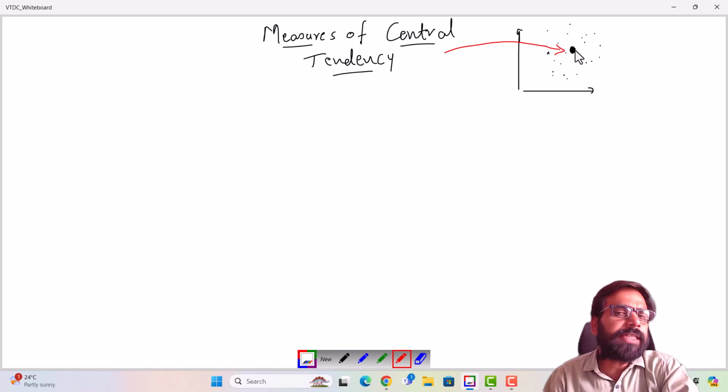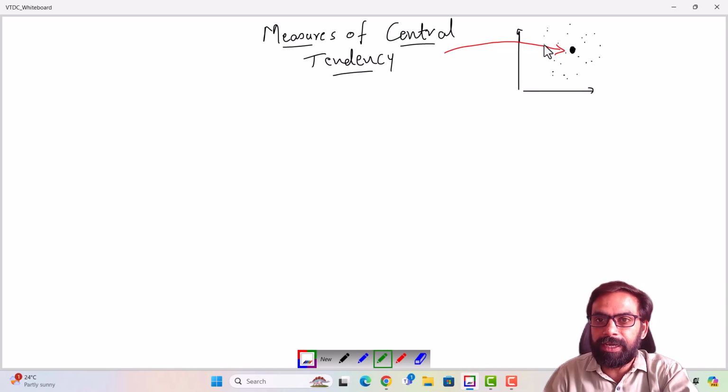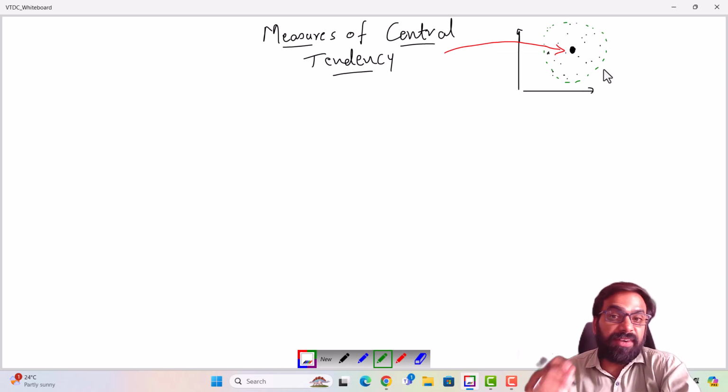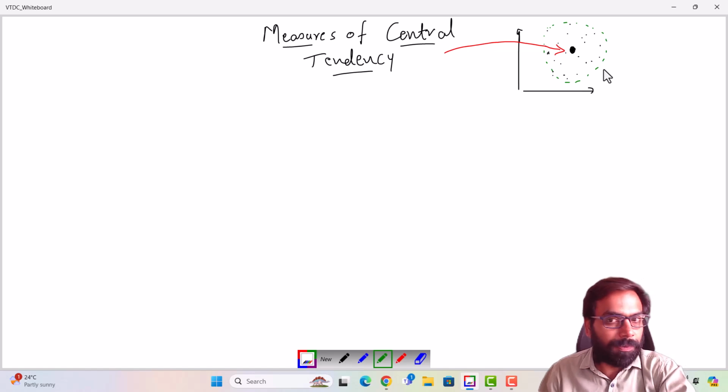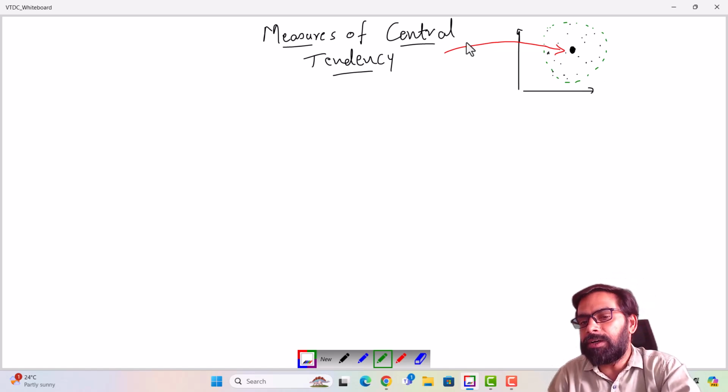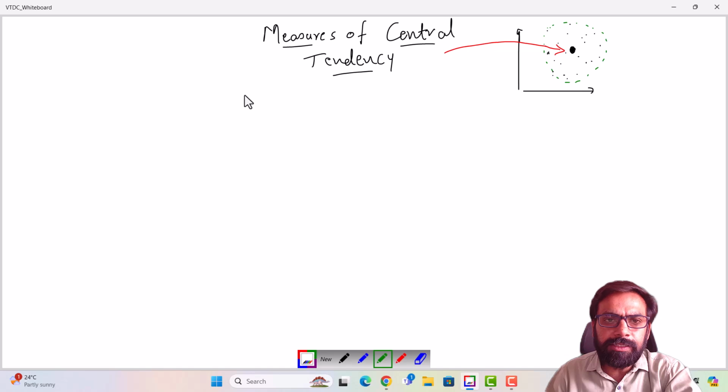Now this is taken as a representative of the entire population. If you look at the entire population, it's the entire data, right? So the central tendency is a representative of the entire population over there. That is central tendency.